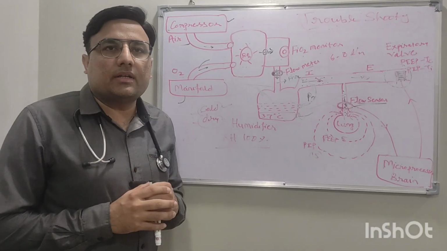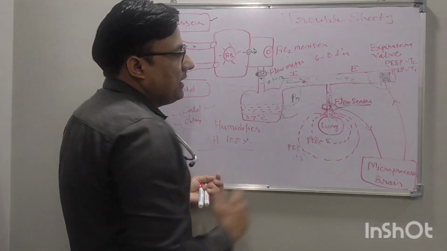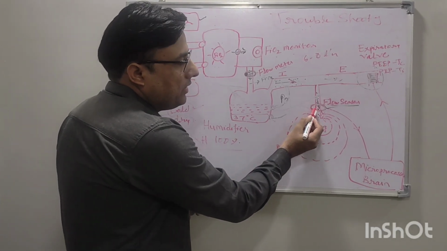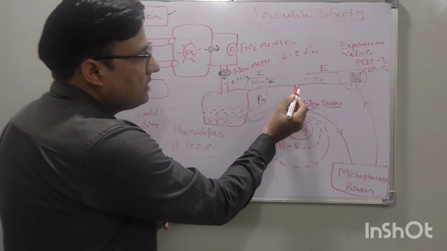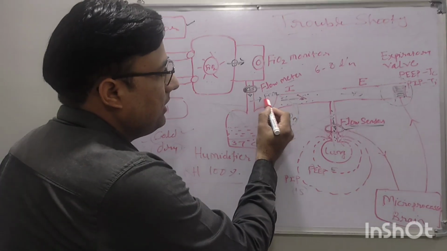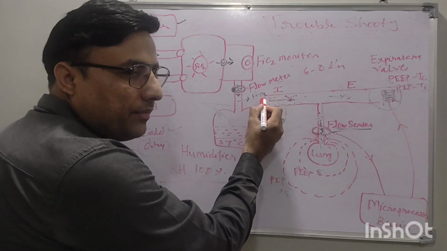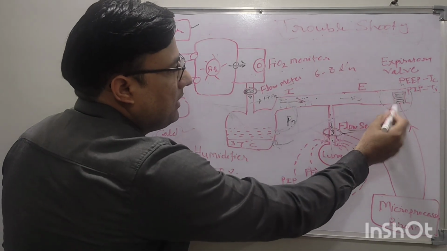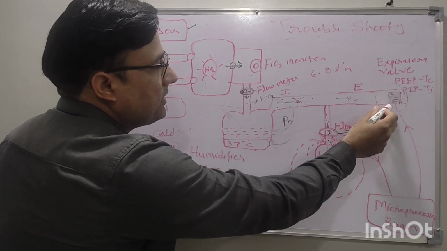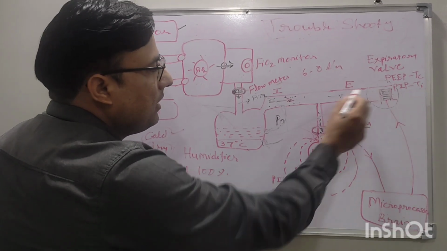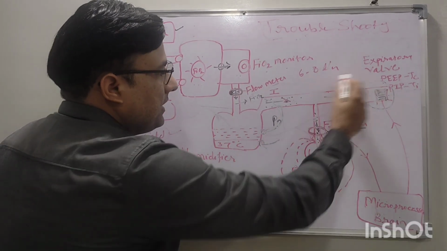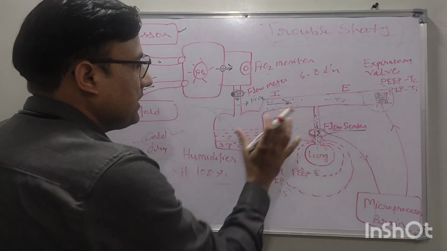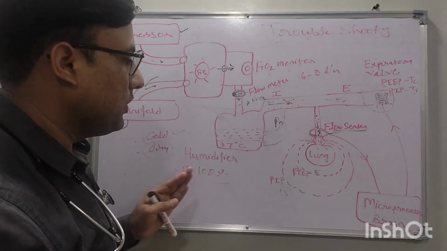Next is the disconnection alarm. If the circuit is disconnected from anywhere, from here at the ET, sometimes at the Y piece, sometimes at the level of the humidifier, sometimes these probes, the proximal or distal temperature sensors, will be disconnected. So if any disconnection is there in the circuit, then the disconnection alarm will be there. So we have to check the circuit connections properly.